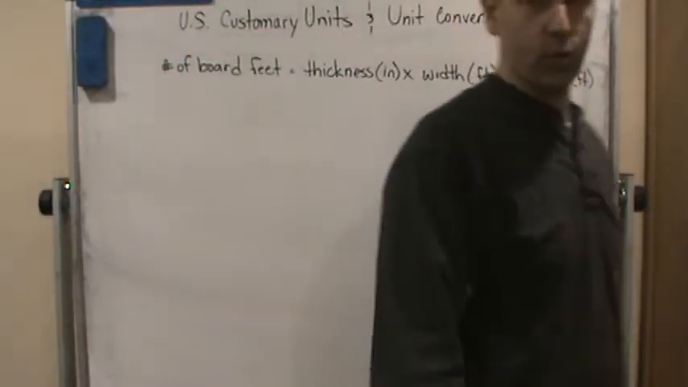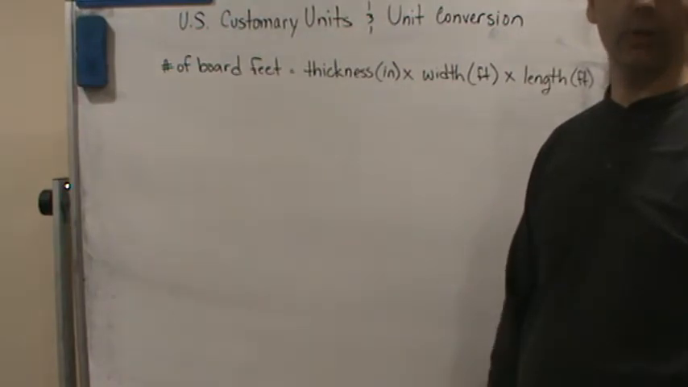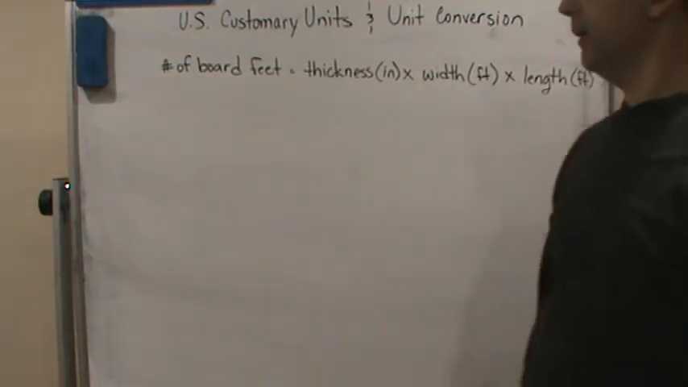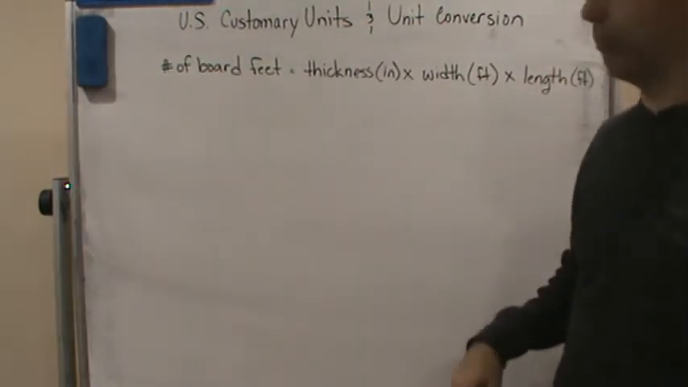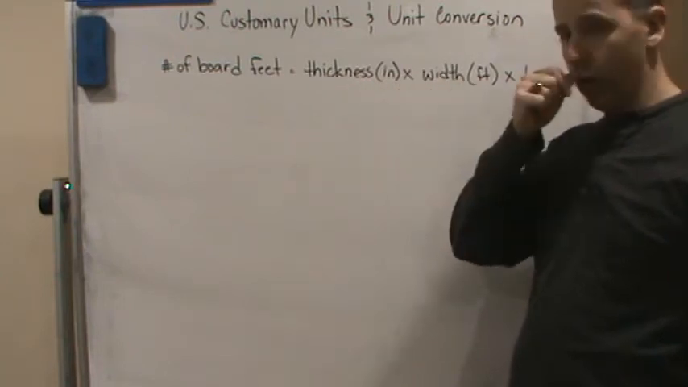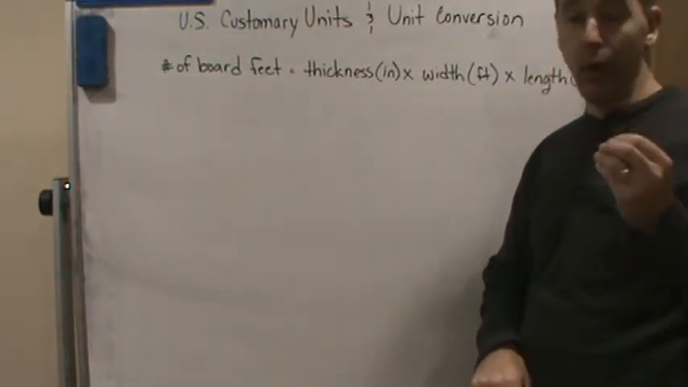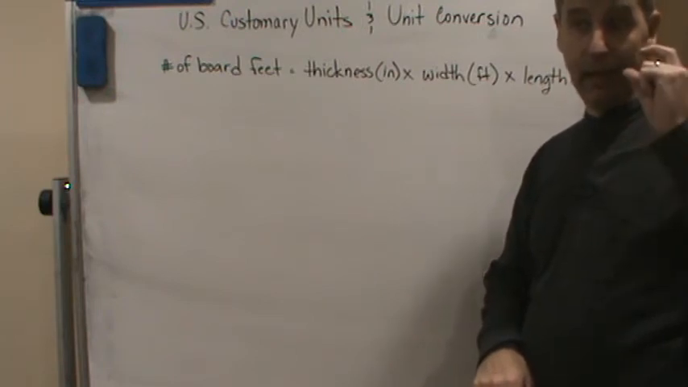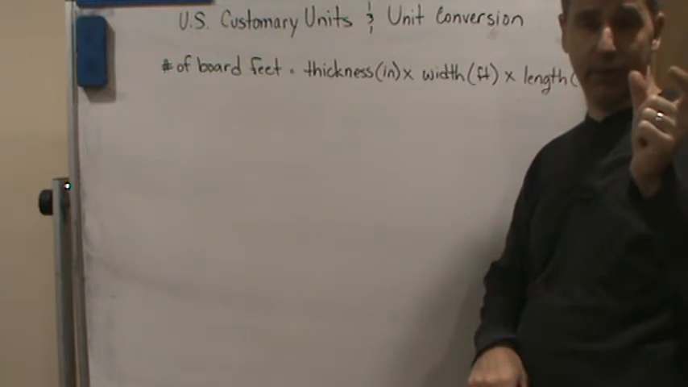Okay, so now let's do an example. And this is going to be from carpentry or dealing with lumber. Anyone who's dealt with lumber may have come across this idea of board feet. So what is the number of board feet? That's the thickness in inches. If you think about a 2x4, it's typically 3.5 inches. So instead of 4 inches wide, it's actually 3.5 inches.